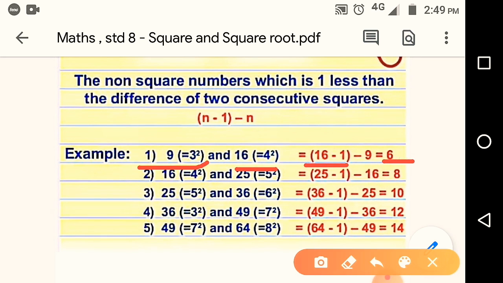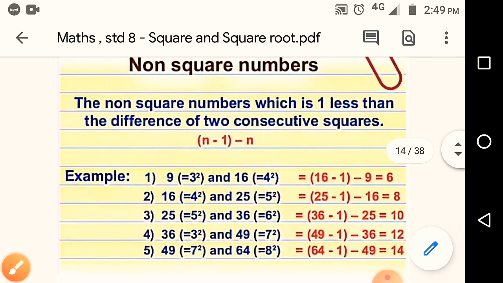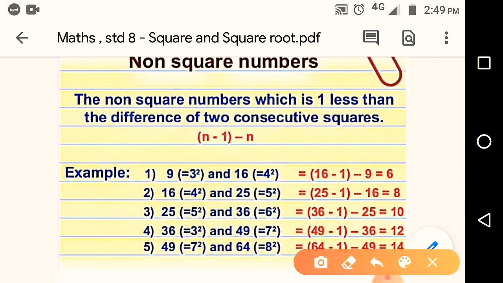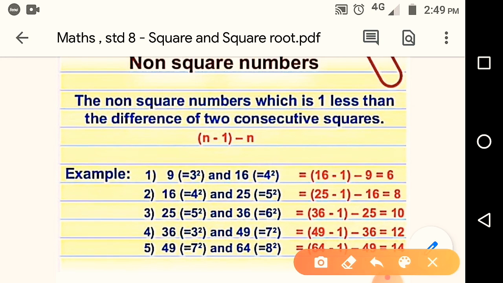So the non-square numbers between two consecutive square numbers can be found this way: n minus 1 minus n. Same way, for the second one, 16 means 4 square and 25 means 5 square. So you have to do 25 minus 1 minus 16. So the answer is 8.